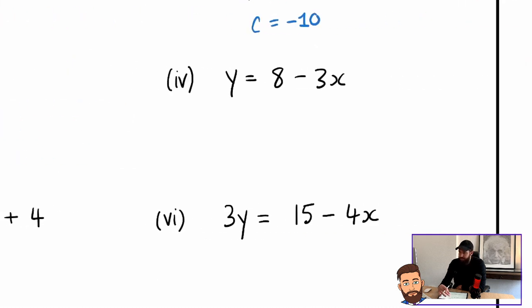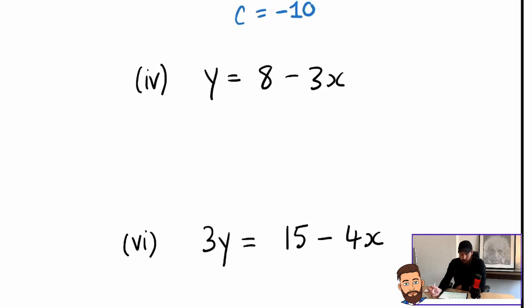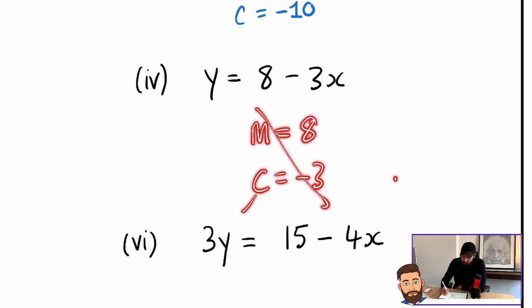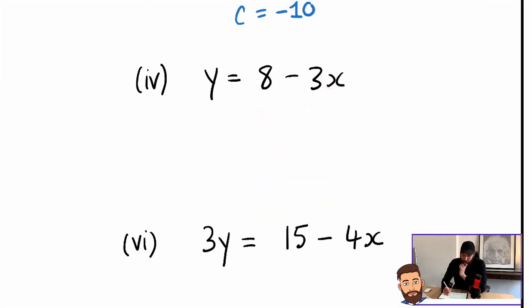Number 4. Y equals 8 minus 3x. Now, a really common mistake here is this. A student would write m equals 8 and c equals minus 3. And hopefully you can see why that is wrong. That is completely wrong. And they only do that because they're so used to the gradient being first. They're so used to the gradient being here and then the y-intercept being here.